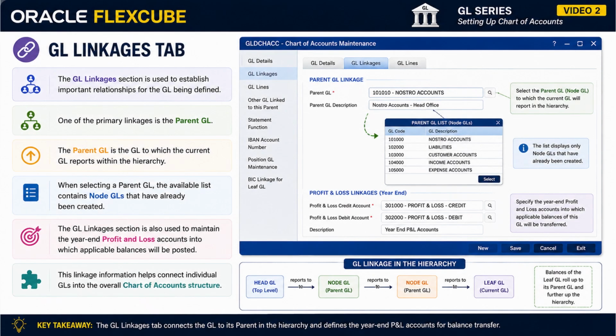GL Linkages tab. The GL Linkages section is used to establish important relationships for the GL being defined. One of the primary linkages is the parent GL. The parent GL is the GL to which the current GL reports within the hierarchy. When selecting a parent GL, the available list contains only GLs that have already been created. The GL Linkages section is also used to maintain the year-end profit and loss accounts into which applicable balances will be posted. This linkage information helps connect individual GLs into the overall chart of account structure.